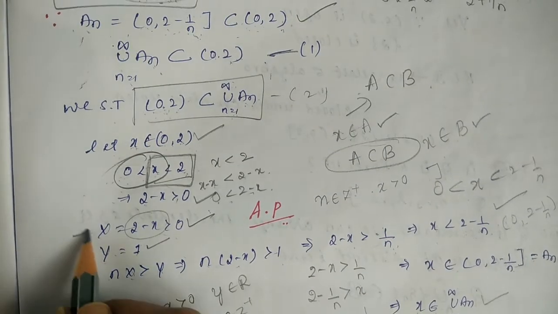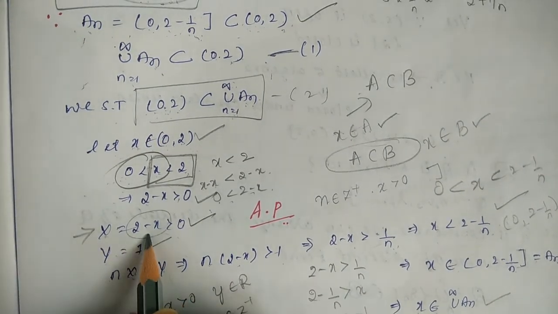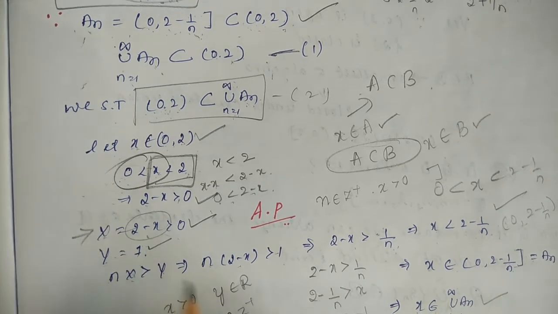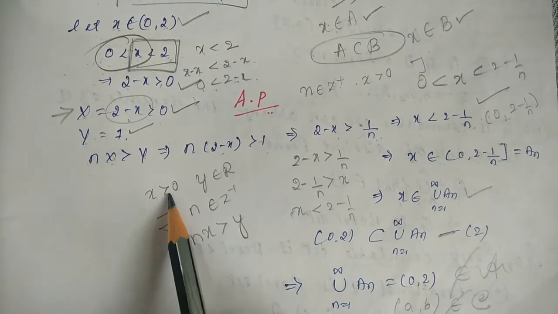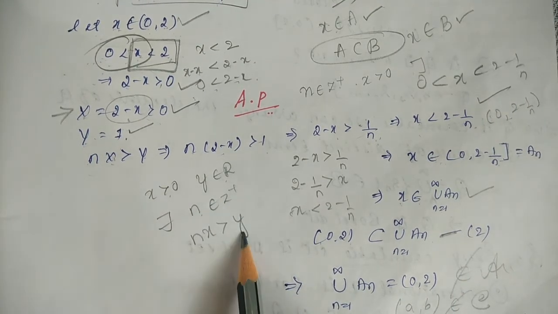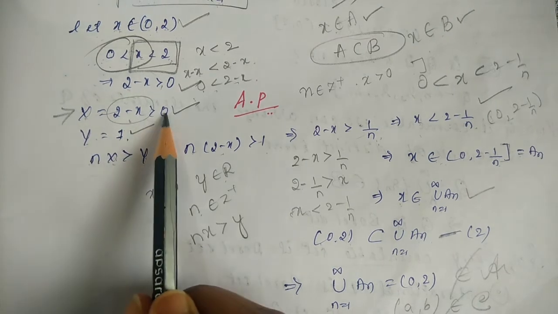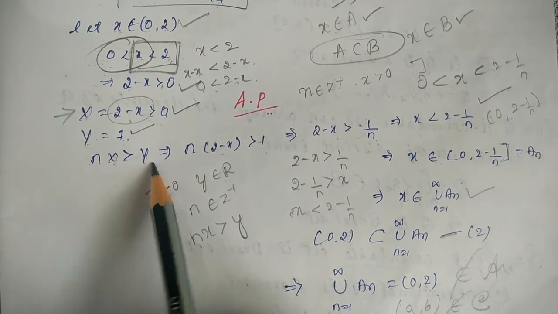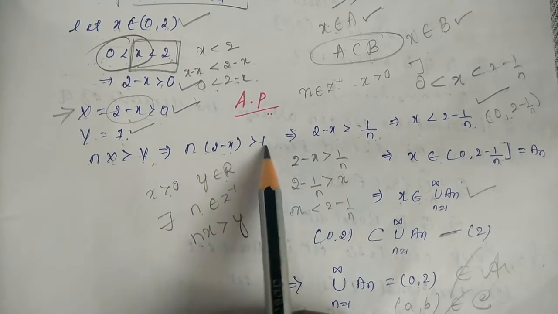So mark this one as: put x equal to 2 minus x, and y equal to 1. Why? Apply the Archimedean postulate. What does it say? For a positive real x and a real y, there exists a positive integer n such that nx is greater than y. So here the positive is 2 minus x, and for y I am considering 1. So nx is greater than y: n into (2 minus x) is greater than 1.